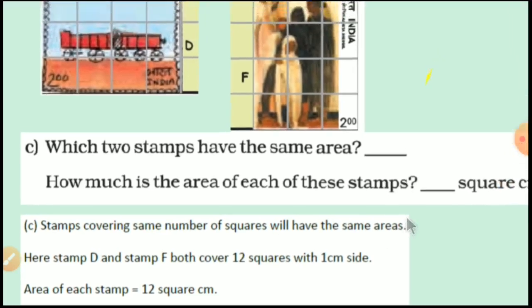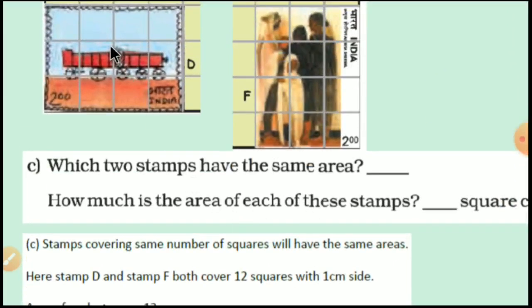Here you can see stamp D covers 12 squares as well as stamp F also covers 12 squares. See, let it be this is something like landscape, this is something like portrait, but both are covering 12 squares. And stamps covering same number of squares will have same area. So this D and F both cover same number of squares. That is why D and F both have same area.